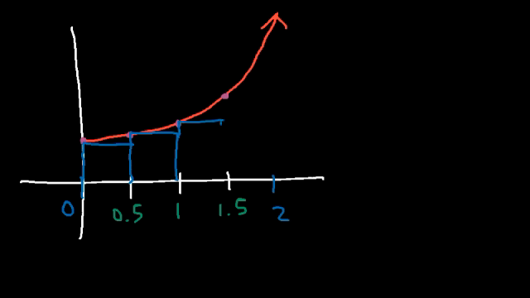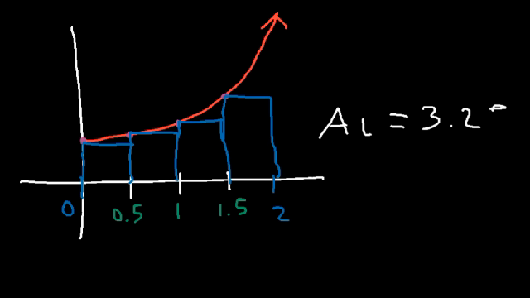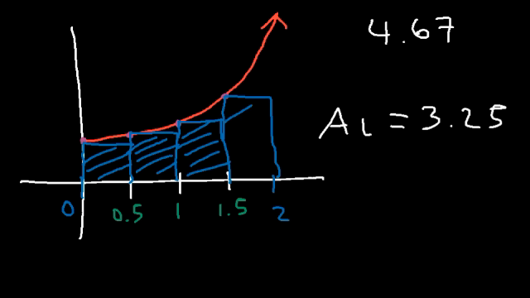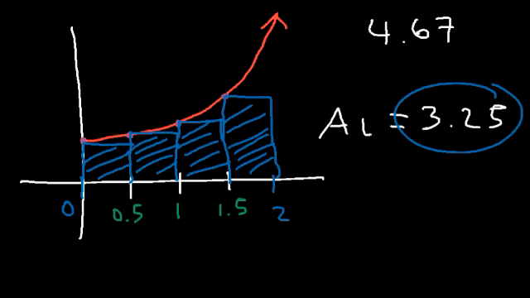Notice that the rectangles are below the curve. So that's why we have an under approximation. That explains why the area using the left endpoints was 3.25. It was significantly less than the actual area of 4.67. So that's what we did in the beginning. We found the area of these 4 rectangles, and then we added them up, and we got 3.25.